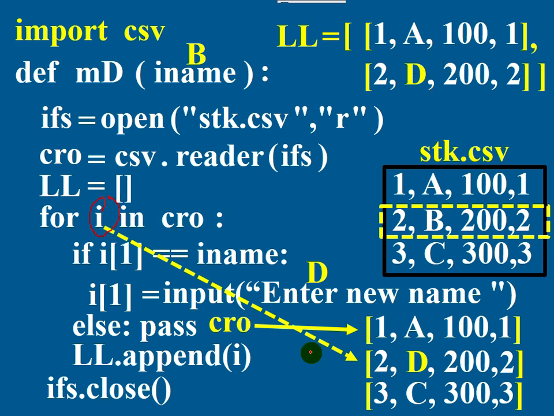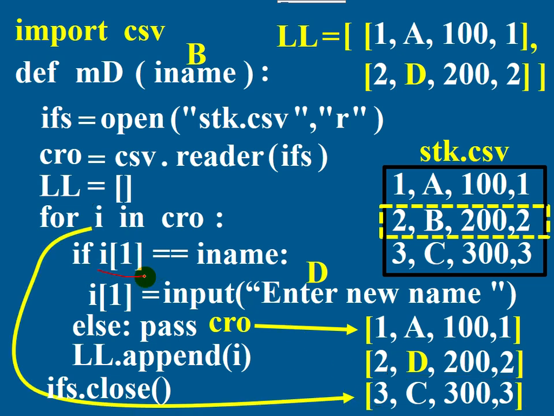For i in cro, now i will point to the last row, the last list. This time what is i[1]? C. What does iname contain? B. So C equal to B, wrong. Control will come to else part, meaning this is not the row to be modified. So that row, the third one, is appended to list LL. So now LL will contain the third list.